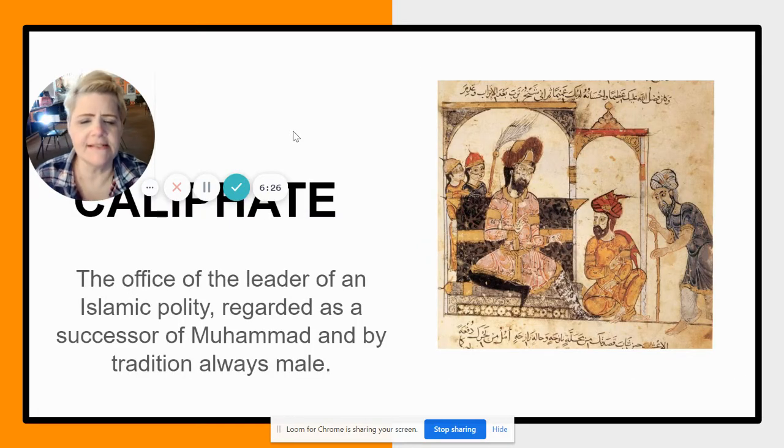A Caliphate is an office of a leader of an Islamic state. And a Caliph usually is somebody who is related to Muhammad, literally through kinship and through generations. They can trace it back to being related to Muhammad. Okay, you have studied khans, emperors and kings, and a Caliph is a continuation of the different types of titles there are for all the different kinds of leaders throughout history.